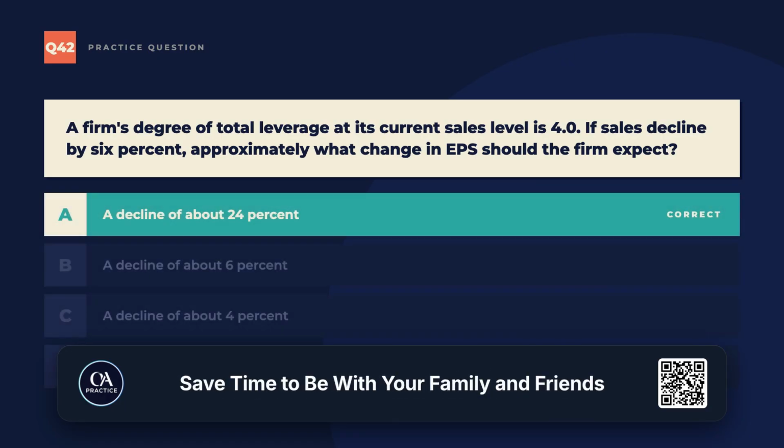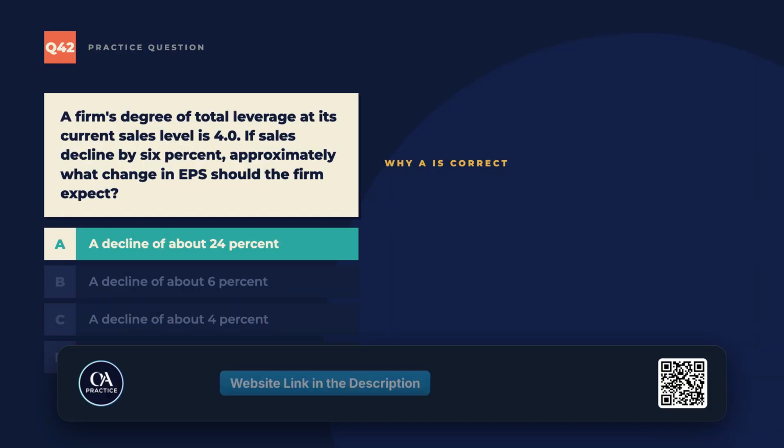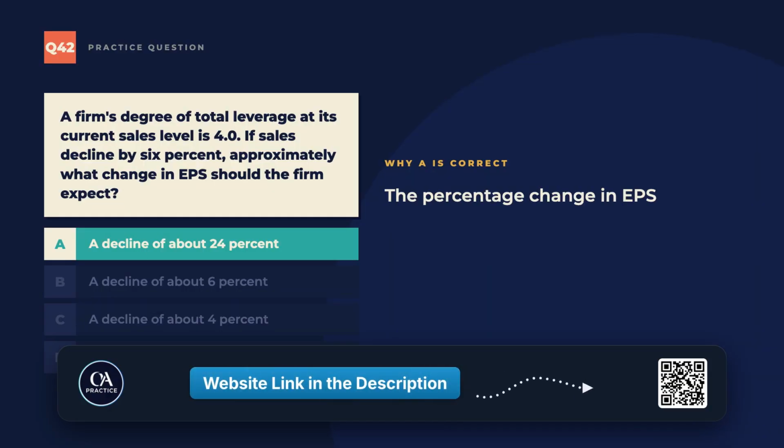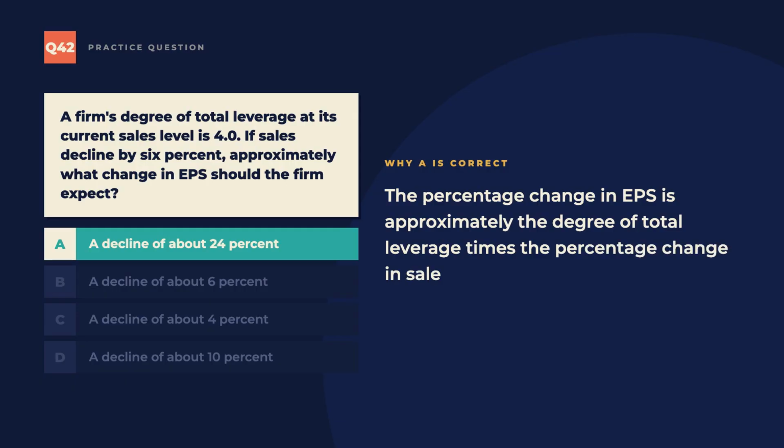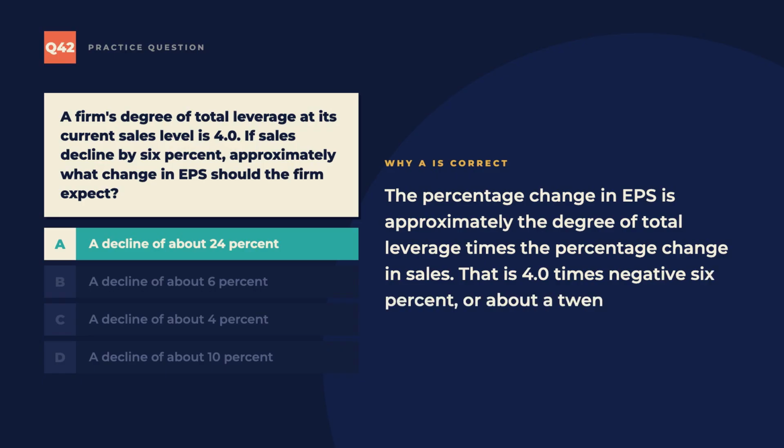The correct answer is A, a decline of about 24%. A is correct because the percentage change in EPS is approximately the degree of total leverage times the percentage change in sales. That is 4.0 times negative 6%, or about a 24% decline in EPS.